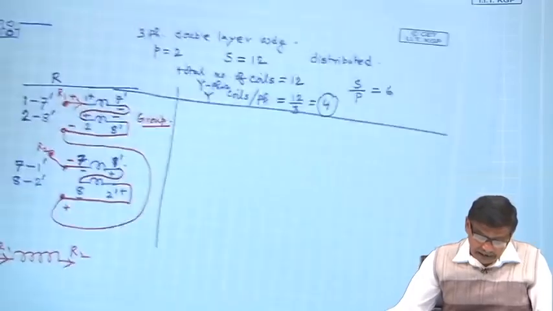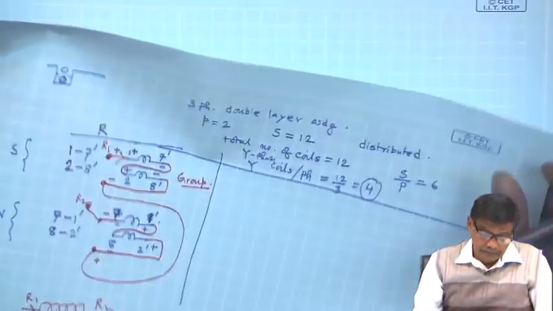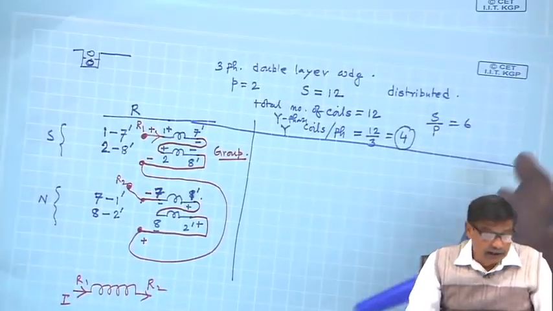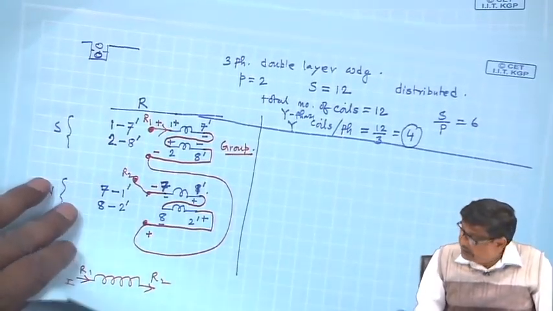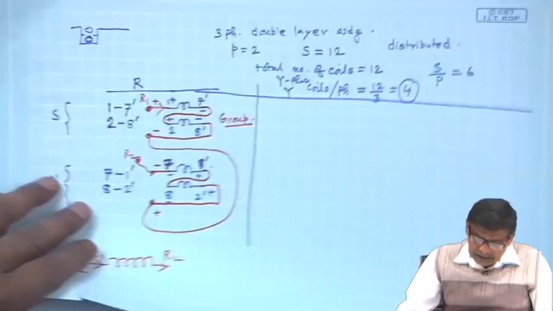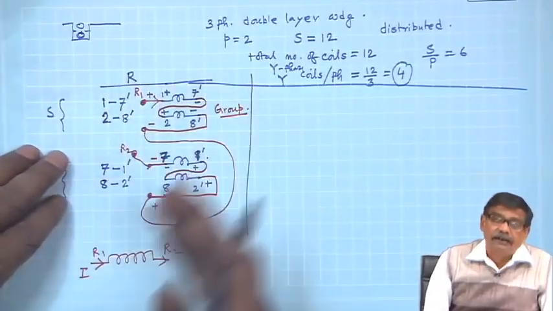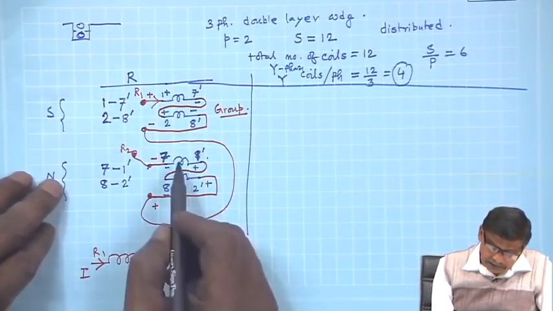But as I am telling you, if you have understood where the return conductor is to be placed and you make this winding table first, then that's it. You need not even draw this diagram. Anyway, this is the thing.